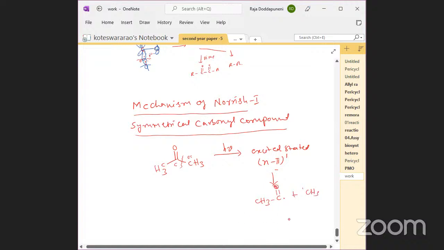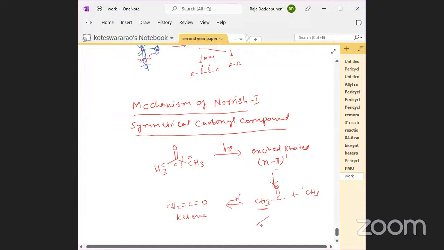After formation of these two radicals, it may undergo three kinds of pathways. The first one: here another alpha methyl group is there, from which it leaves a hydrogen radical. Then it leads to formation of a ketene intermediate. This is the ketene intermediate. This hydrogen radical is removed from the alpha carbon. That means that of the three hydrogens, one hydrogen is eliminated as a hydrogen radical. That leads to formation of ketene.